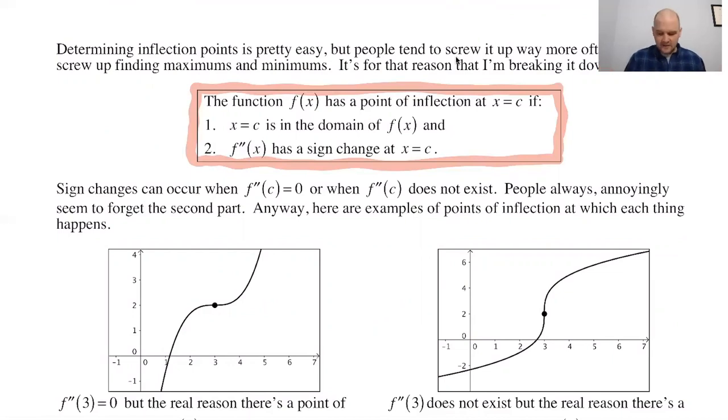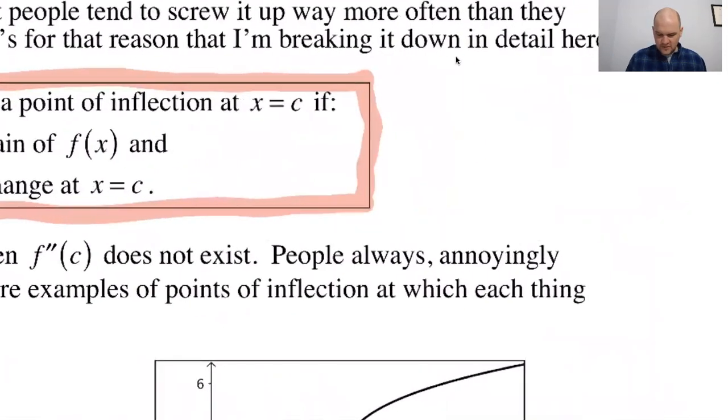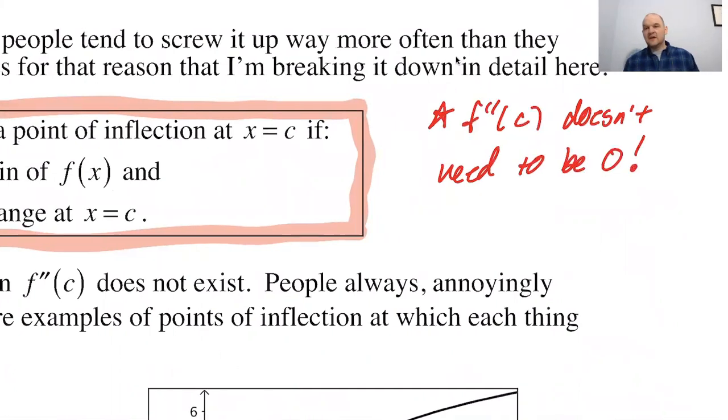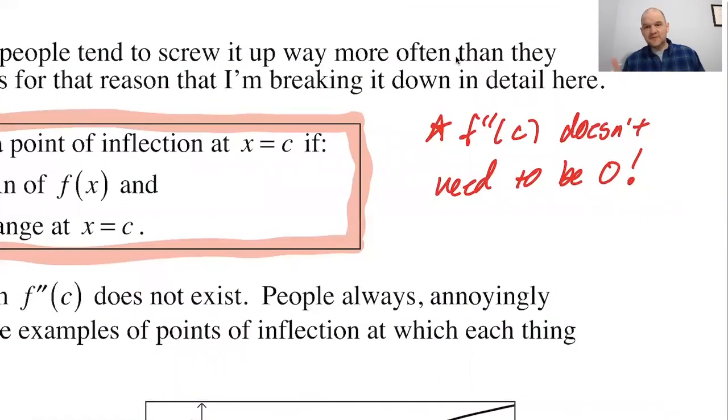We don't need, so this is a big thing that I see. I'm going to write it in red here. You don't need f double prime of c to be 0. In fact, it's often the case that f double prime of c is not equal to 0. It's often the case that f double prime of c doesn't exist, right? So it's a point in the domain of f of x where f double prime has a sign change. That's all we need is a sign change.